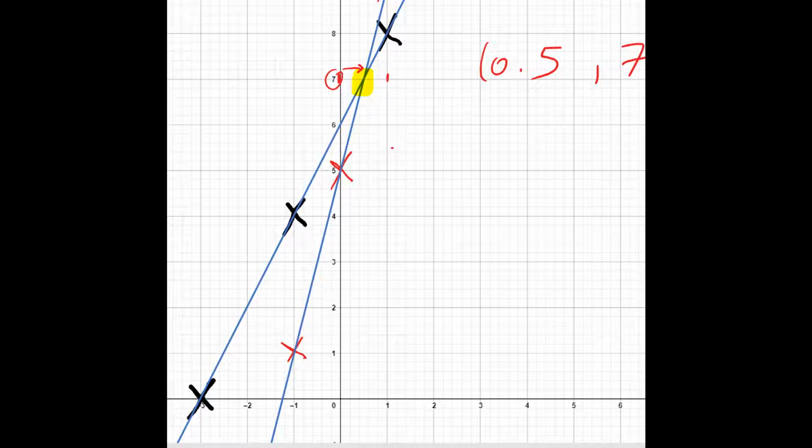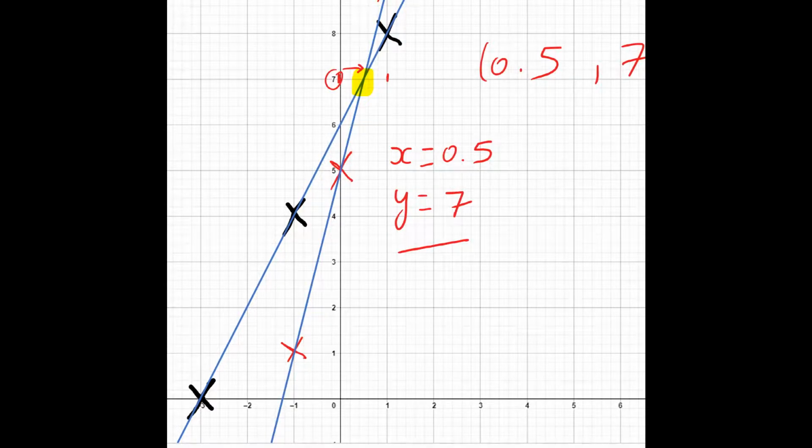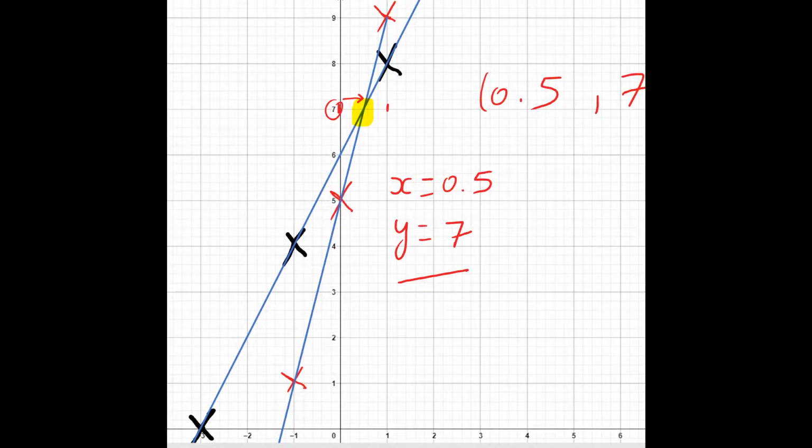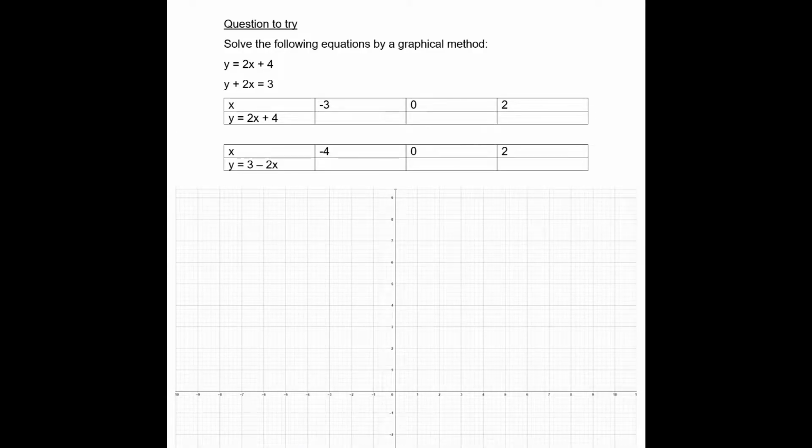This is actually the solution to the simultaneous equations. And we write it like this. We say the solution is x equals 0.5. And the other solution is y is equal to 7. And that's our answer.